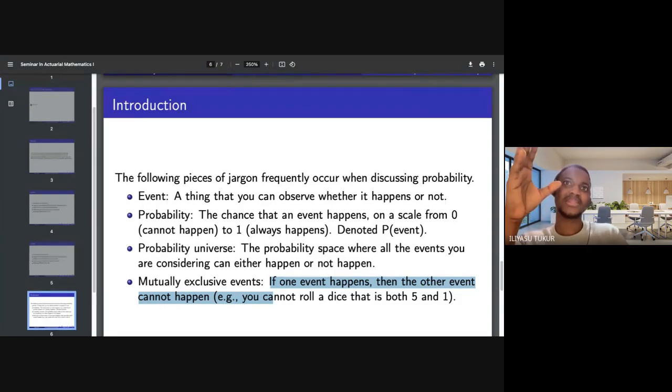It's true because you are picking one at a time and you are not asked to pick all of them. So they are mutually exclusive. You just have to pick one. That is why you cannot roll a die that is both 5 and 1. If you roll a die, you drop it, you just have one face. It can be 5, but it cannot be at the same time 5 and 1. So this is an example of mutually exclusive. Maybe someone has other examples. No? Okay, so we can proceed. Thank you all for the contribution.